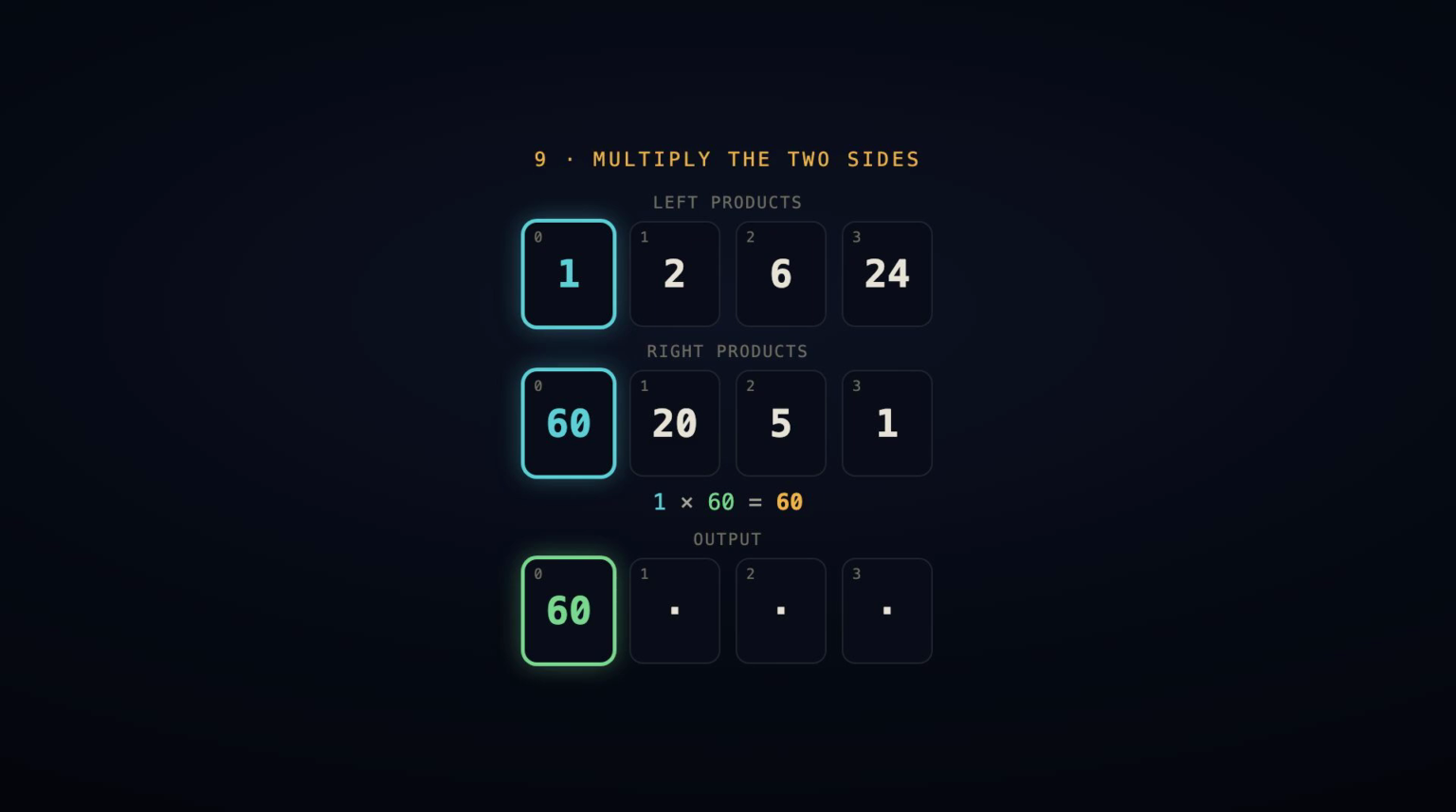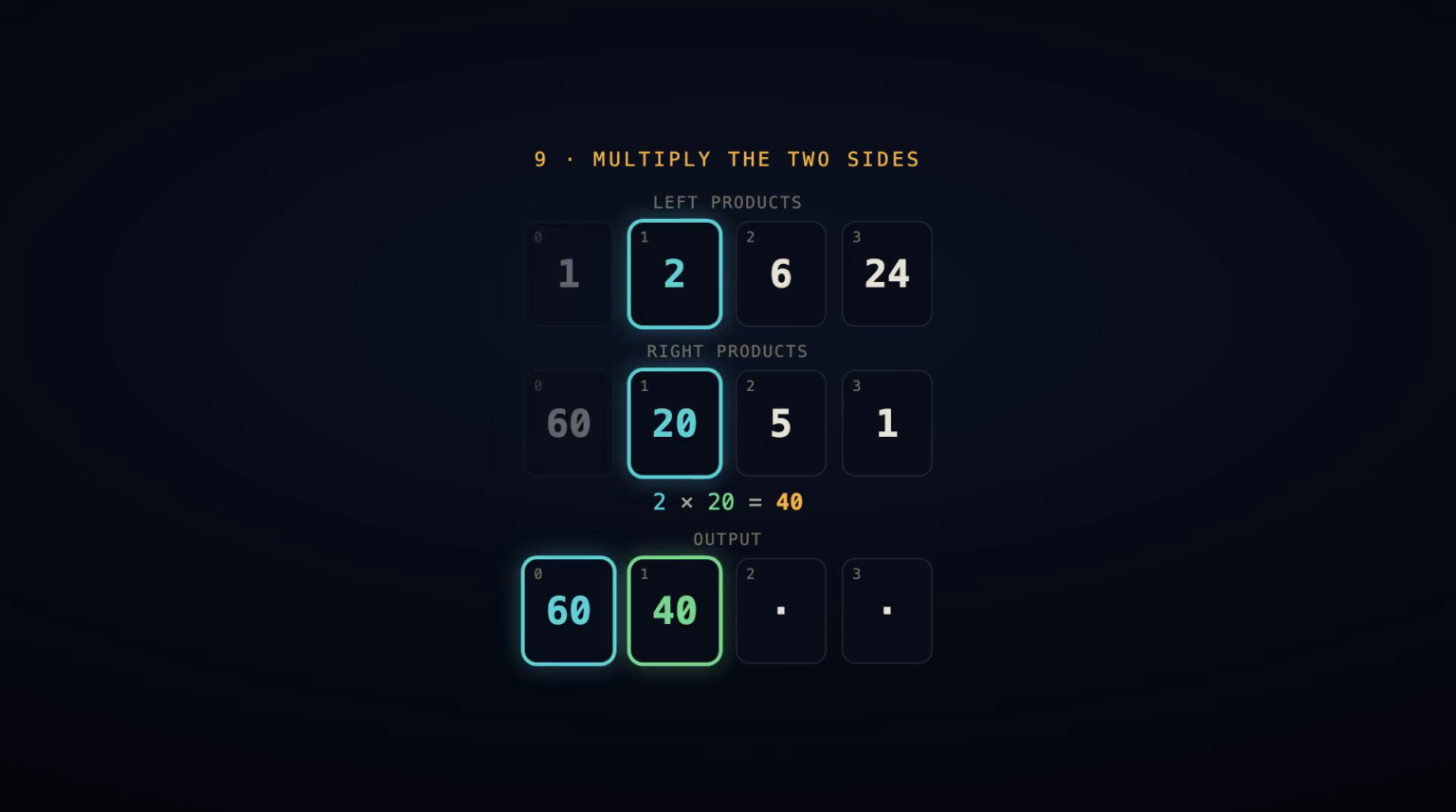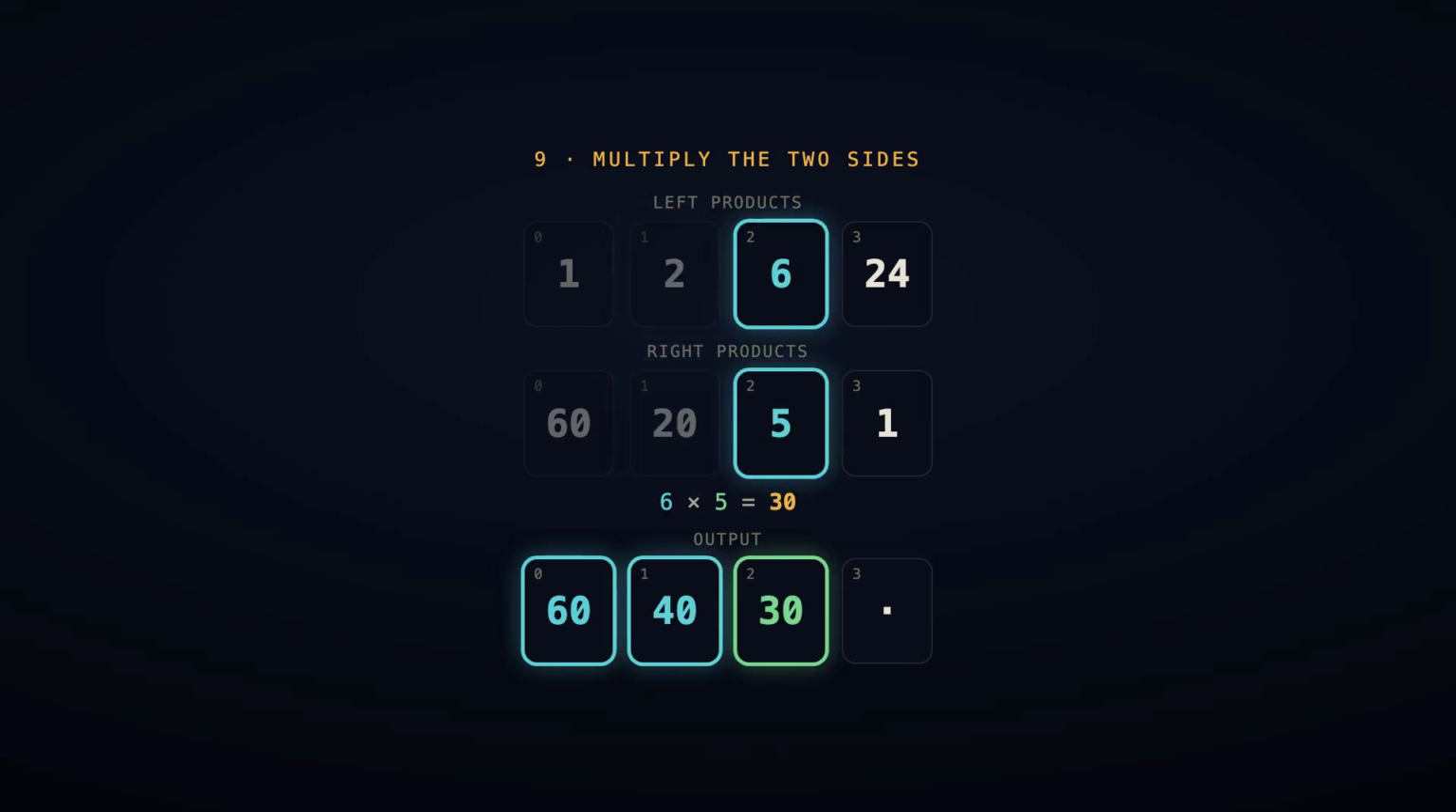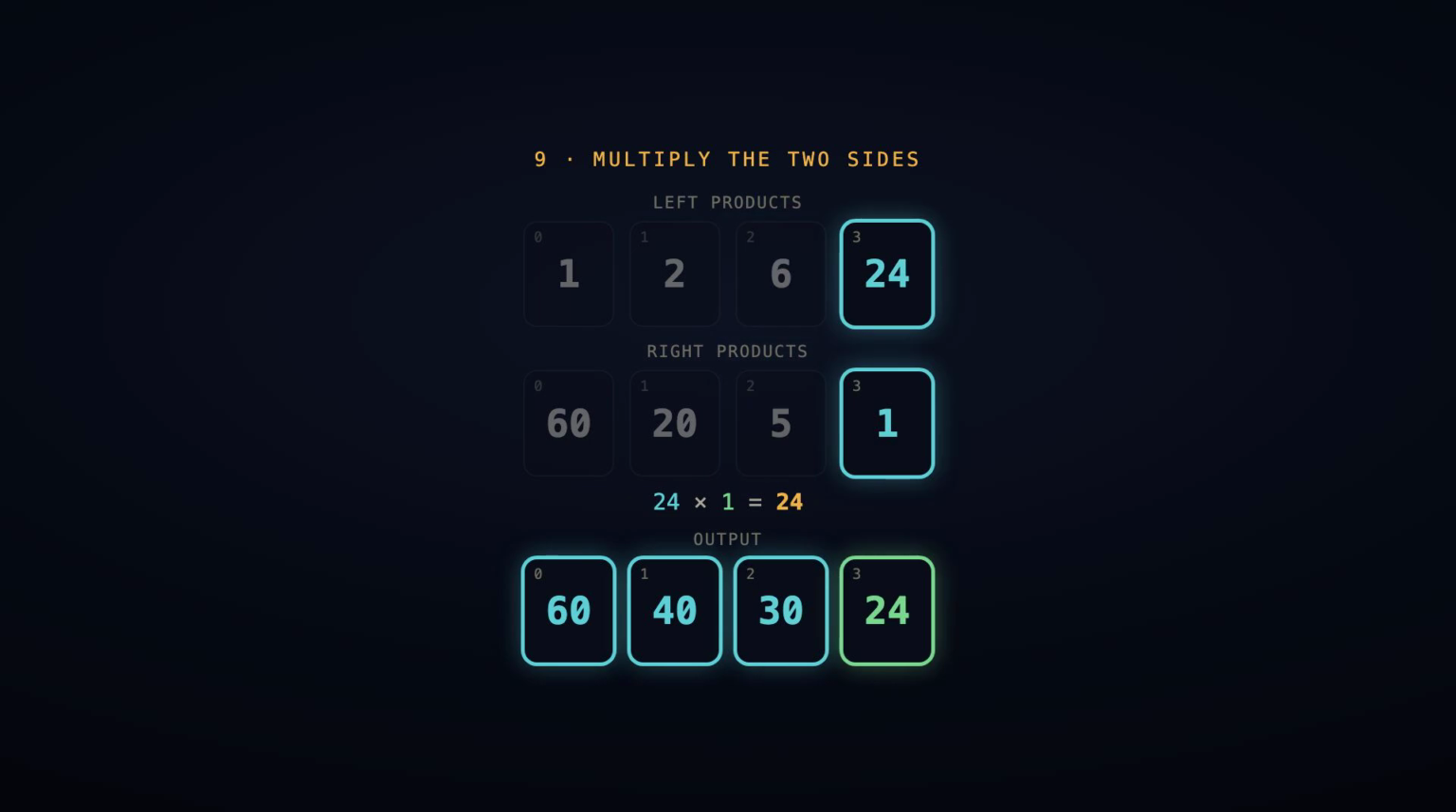Now the answer just falls out. Multiply the two arrays slot by slot. Left 1 times right 60 is 60. 2 times 20 is 40. 6 times 5 is 30. 24 times 1 is 24. 60, 40, 30, 24. Every product, no division. And we only walked the array a couple of times.